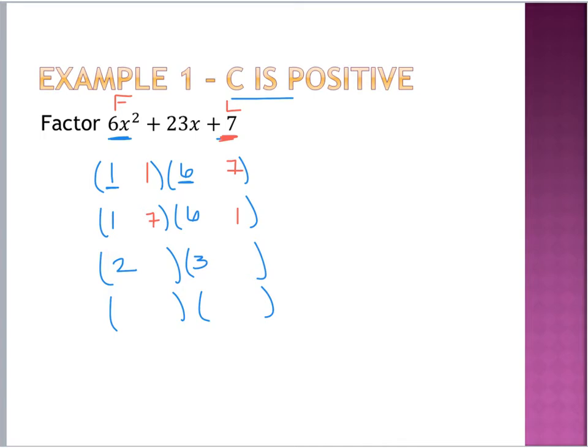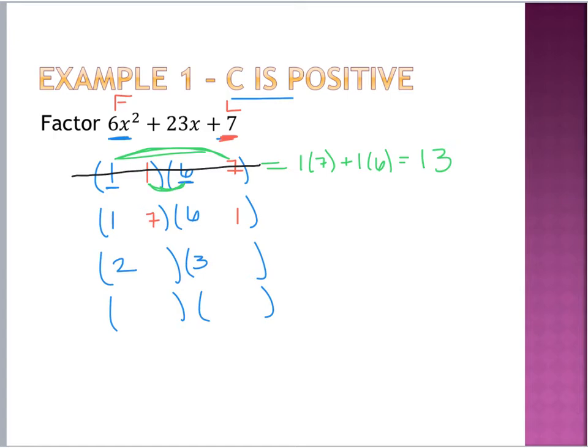So when I go to FOIL this, if you recall, the numbers that make 23 are going to be the product of my inside numbers and the product of my outside numbers. So I'm going to set this up as 1 times 7 plus 1 times 6, or 7 plus 6, which gives me a middle term of 13. So this set of factors here is not going to work. I can cross it off if I want to.